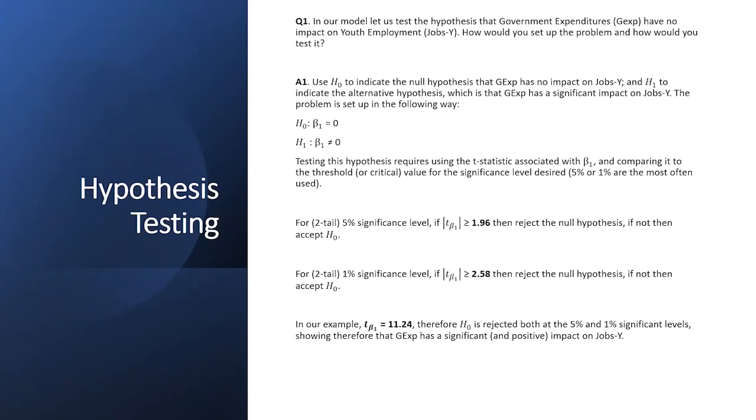And so how do we do the test? Well, we need to determine in statistics what's known as the desired significance level. We use 1%, 5% significance levels to test against, because those significance levels are associated with a critical value, or threshold value, that we need to test against in terms of the t statistics of the coefficient that we are interested in.